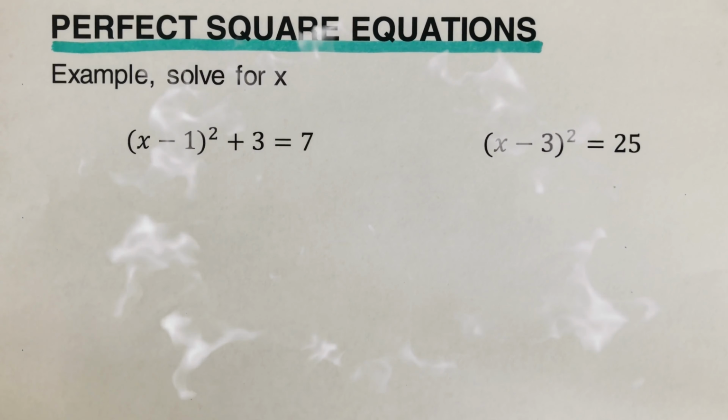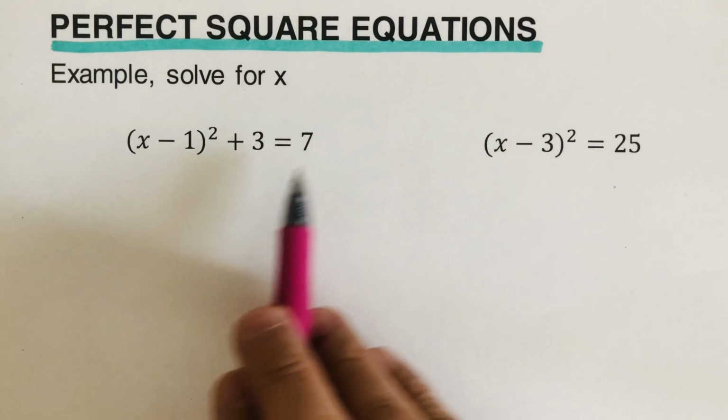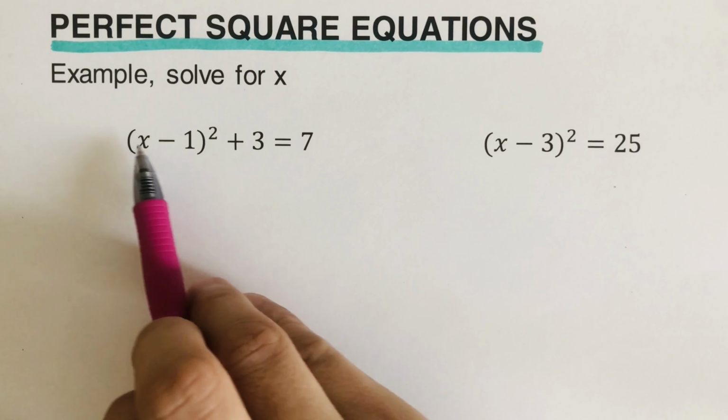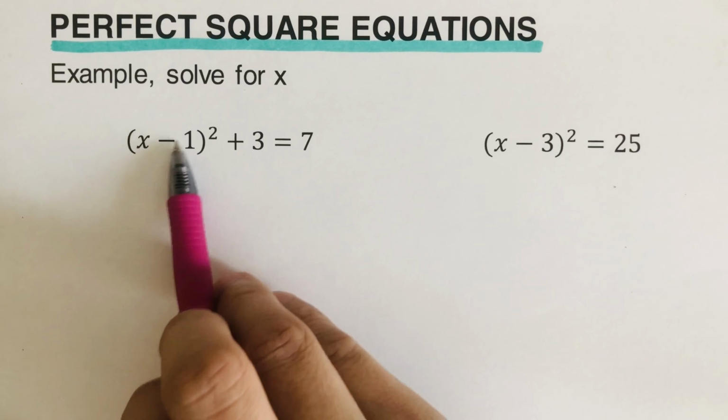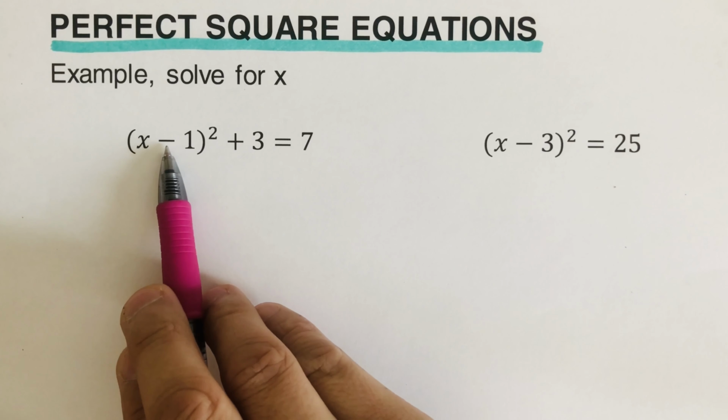Hello everyone. Today we will be solving equations that are perfect squares. So let's have an example to see how it works when we have a perfect square equation. Just a reminder, or just to give you a hint first, anything that has a parenthesis means they are together. So if you look at this one here, the 3 is not together with the x minus 1.